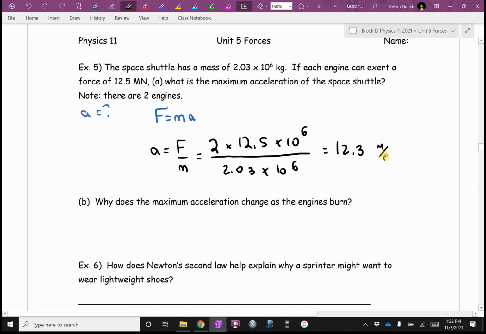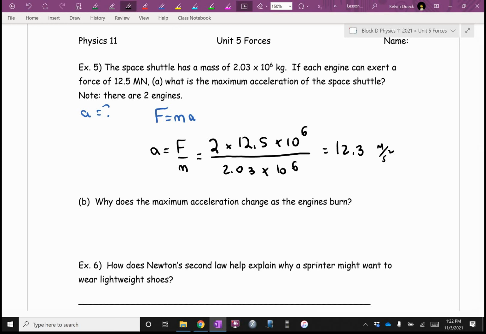Good. How many G's is that? How would I figure out how many G's that is? Could you divide by 9.8? Sorry, how many? What is it? 1.2. Wait a minute.